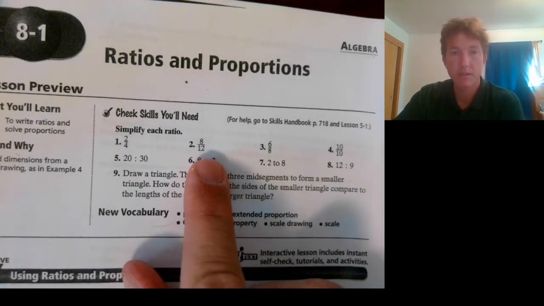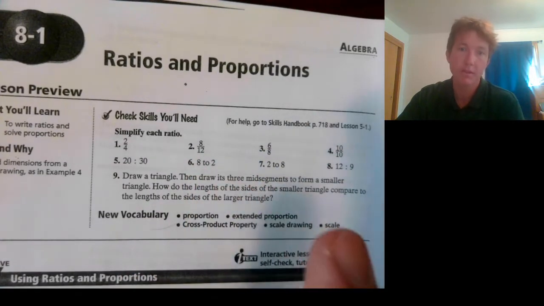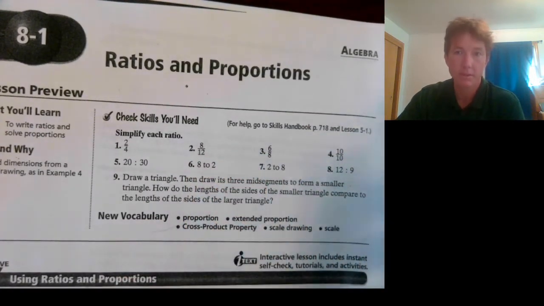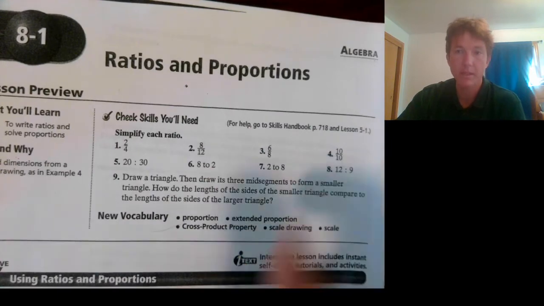8 out of 12, well, that simplifies down to 2 out of 3, or 0.66. 6 out of 8, 3 out of 4, or 0.75. 10 out of 10, anything over itself is 1.